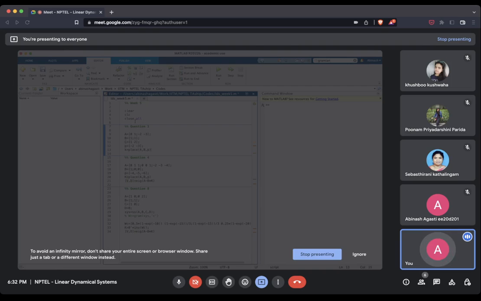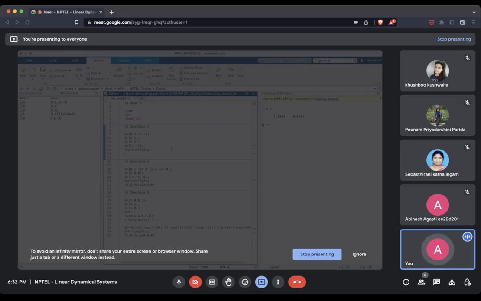So for this place command, what MATLAB will do is take the first argument as the A matrix, second as the B matrix, and third as the location of your desired poles. Then it will return the desired state feedback gain matrix. So if I run this, yeah, this is what we get, 4 by 3 and 2 by 3.